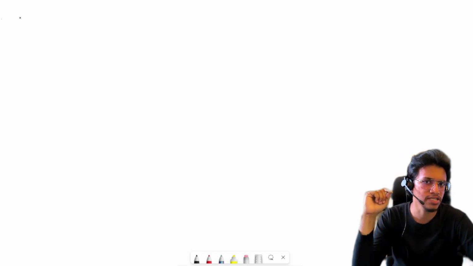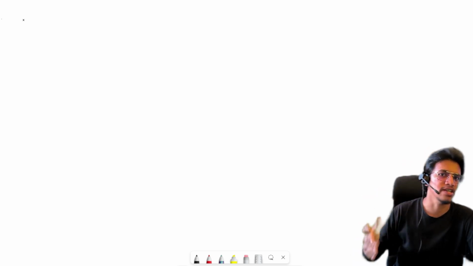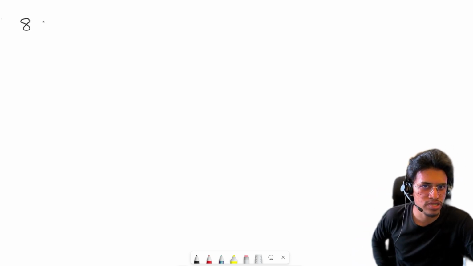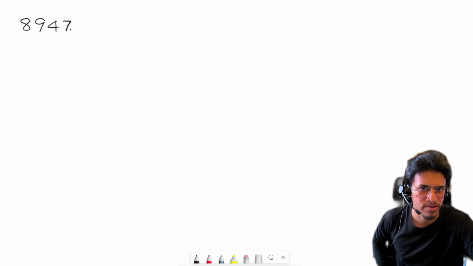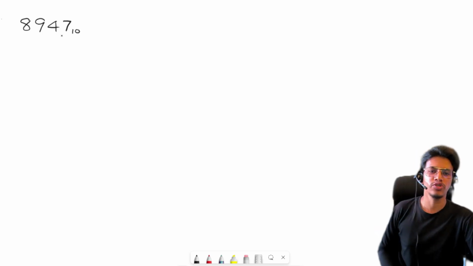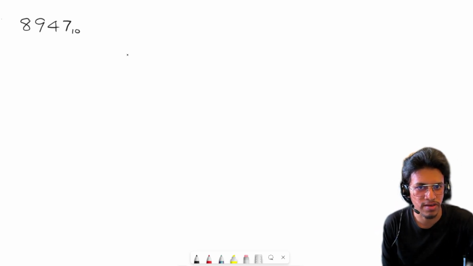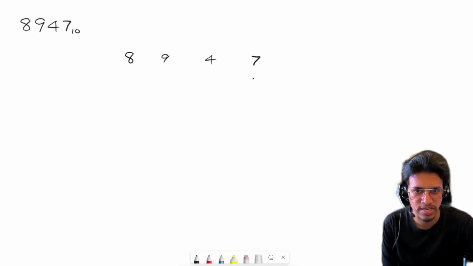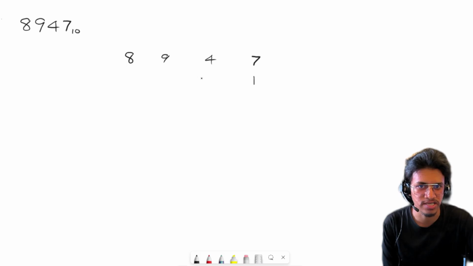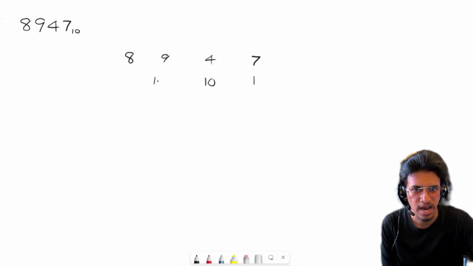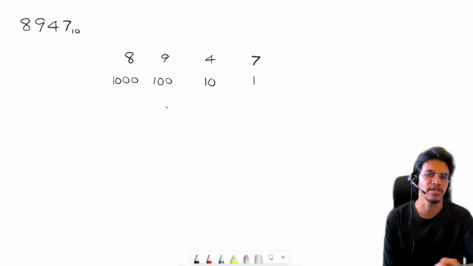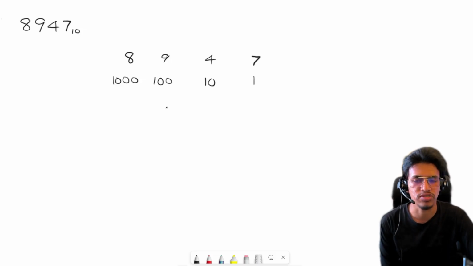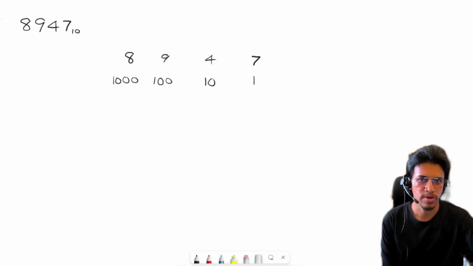For example, let's say I'm taking the denary value 8947, and this is a denary value, right? So when we look at it, 8, 9, 4, and 7, we call these ones, tens, hundreds, and thousands, right? And we can continue so that we say 10,000s, 100,000s, and so on, right?